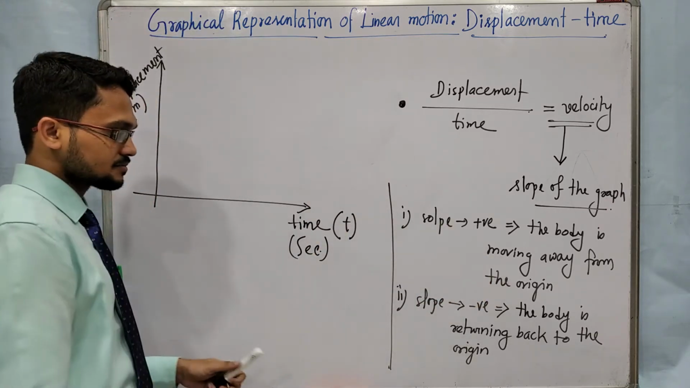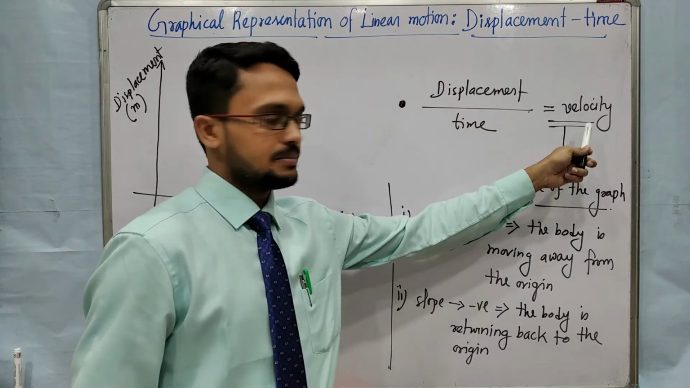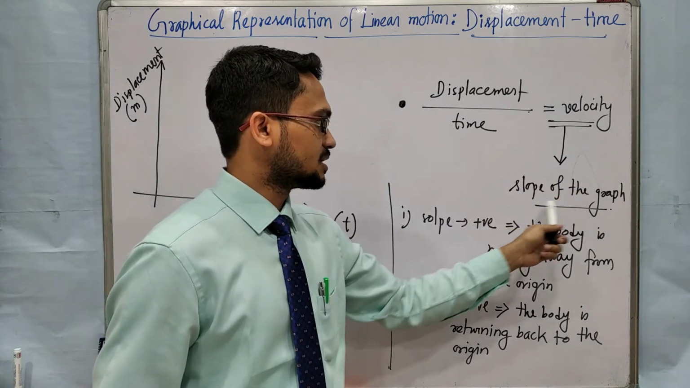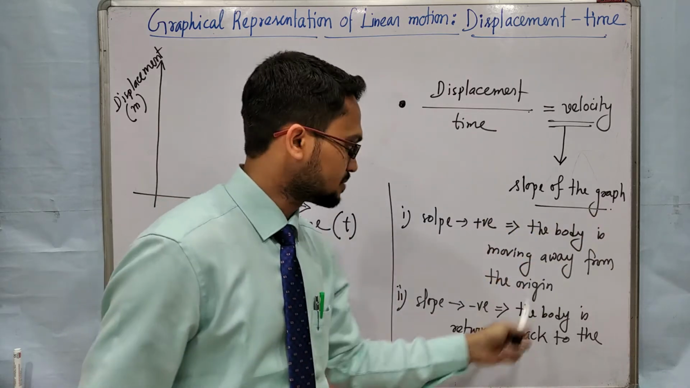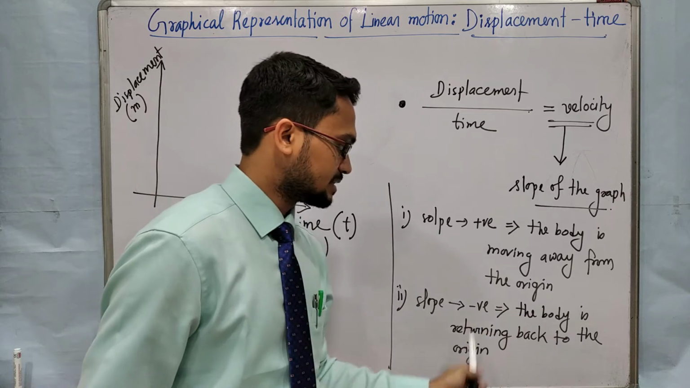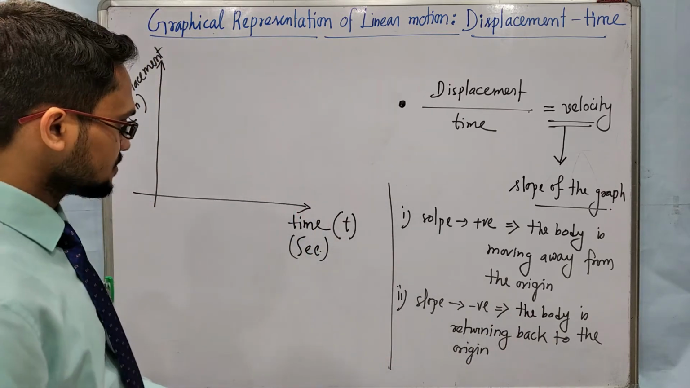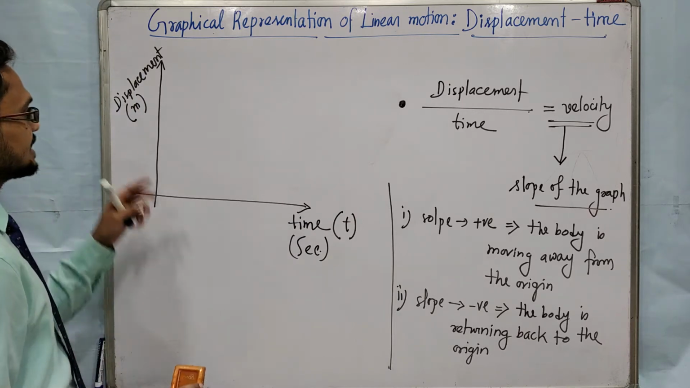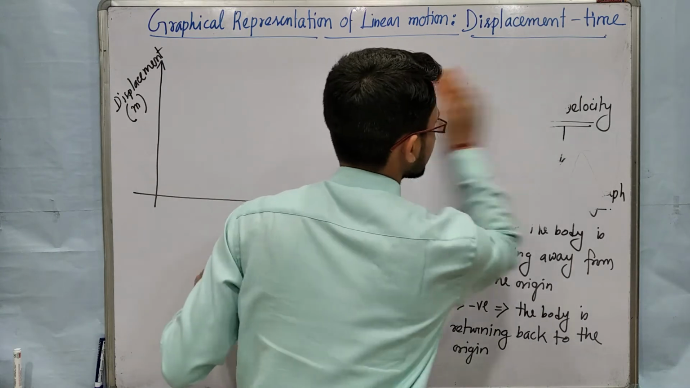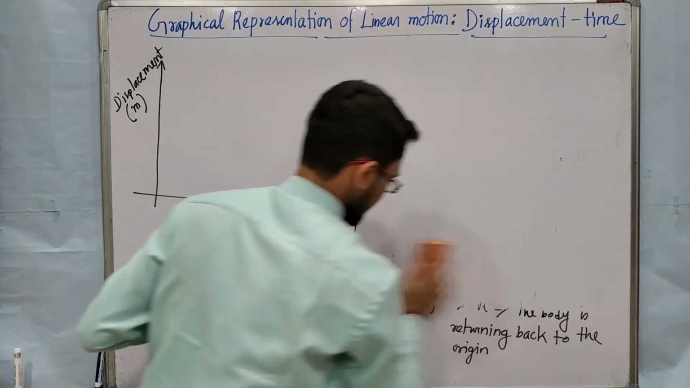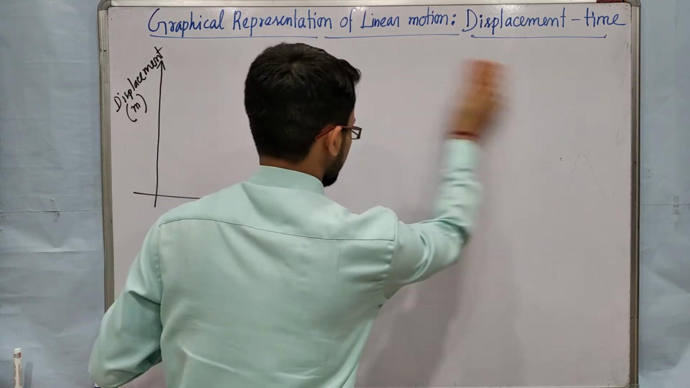So from displacement time graph we can calculate velocity. Velocity is calculated from the slope of the graph. If slope is positive, body is moving away from the origin. Slope is negative, body is returning back to the origin. Now we will discuss different cases related to this graph. I am erasing this part. Then we will see how velocity is calculated from the graph.